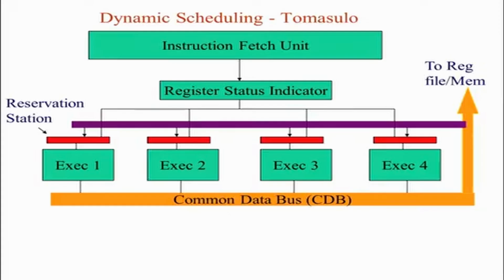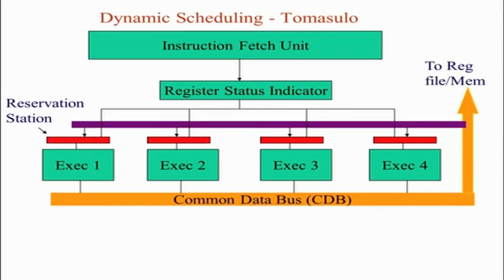So, we stopped at this point in the last class. We explained what the instruction fetch unit does. It can bring more than one instruction at a time. The register status indicator has an entry for every register, and if that entry is 0, that means the latest value is there in the register file. Otherwise, it holds the number of the execution unit which is currently executing.